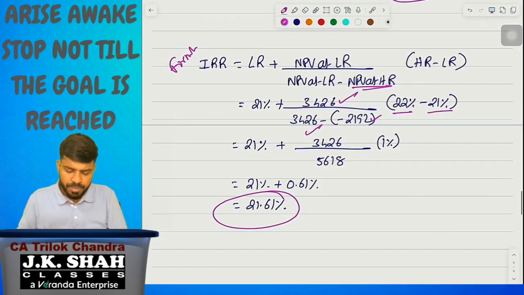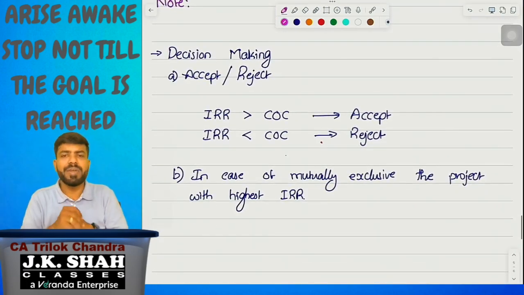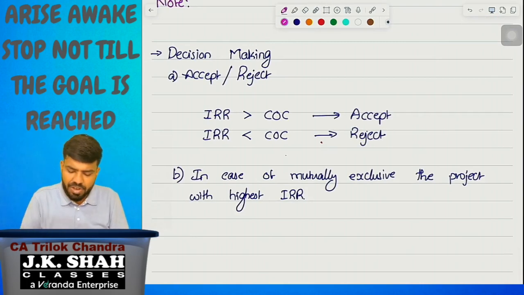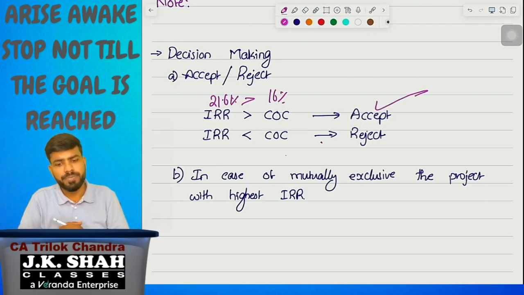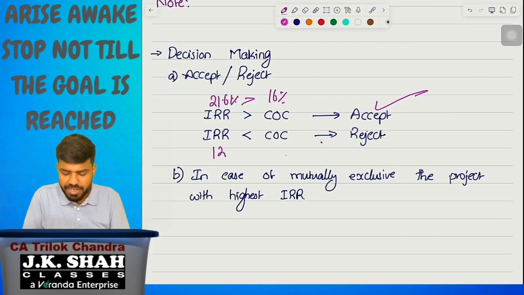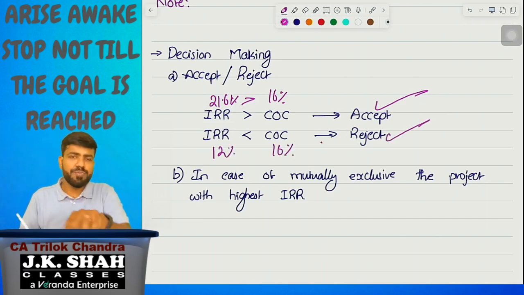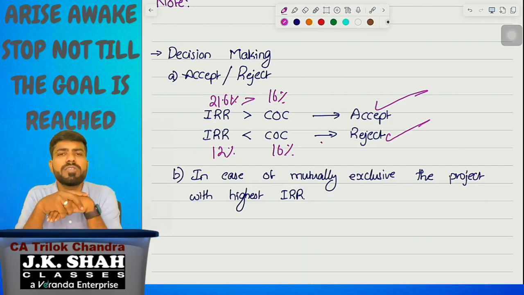Look here. Note, decision making, accept or reject. If IRR is greater than cost of capital, in our case 21.61% is greater than 16%, so the decision is accept. If IRR is less than cost of capital, as in the second example where IRR is 12% and cost of capital is 16%, reject. In case of mutually exclusive projects, select the highest IRR. This is the concept of IRR.